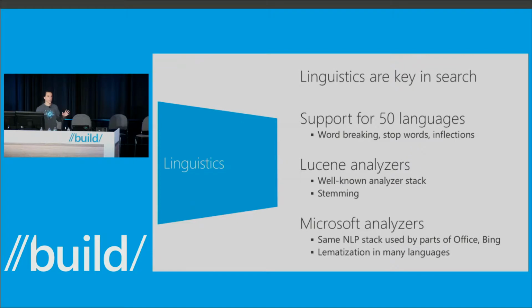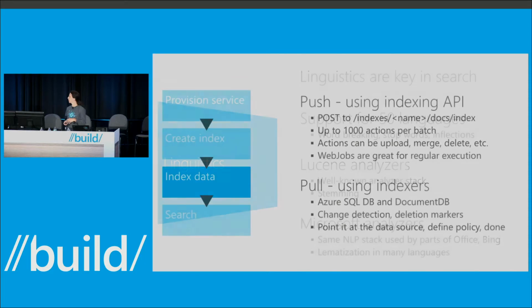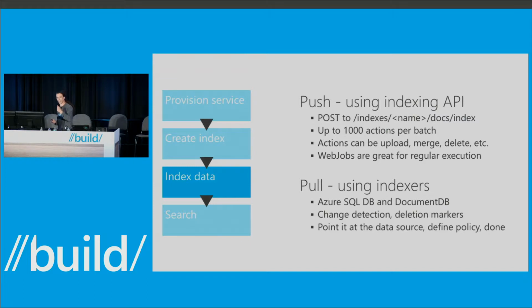All right, so that's languages. So now we have an index. We picked languages for some of the columns. We might have left the default for others. And the next step is, how do we get data into the index? There are two main options to get data into the index. You can push data into the index, or you can let us pull into the index.